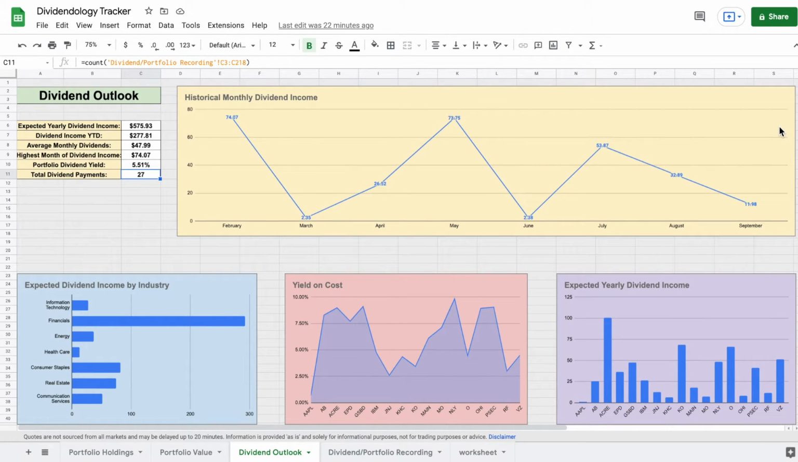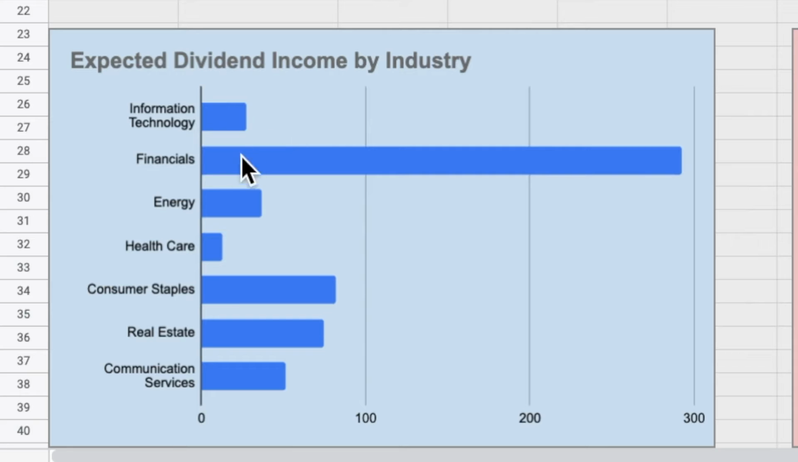So now let's take a look and see where this dividend income is coming from. Let's jump over and we can see my expected dividend income by industry. If we look here, you can see financials is by far my largest industry for dividend income currently. I'm making almost $300 every year from financials alone. So this is by far my biggest dividend provider. And we can see here I have things like consumer staples, which Coca-Cola is in, real estate, and communication services, all providing a decent amount of dividend income. Then I have some other industries in my portfolio as well, such as energy, healthcare, and information technology.